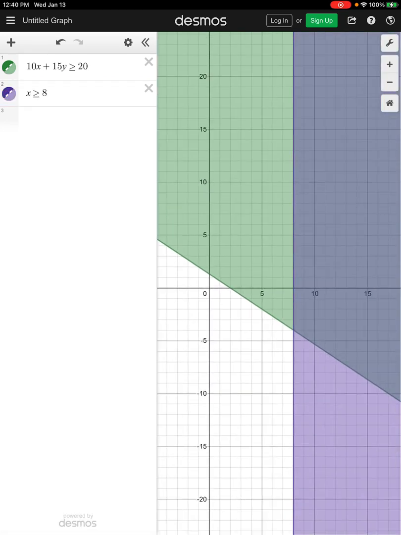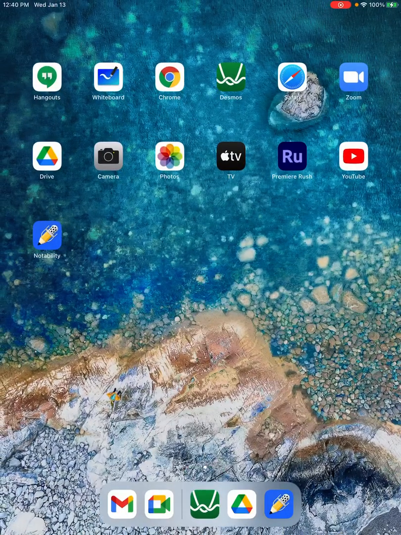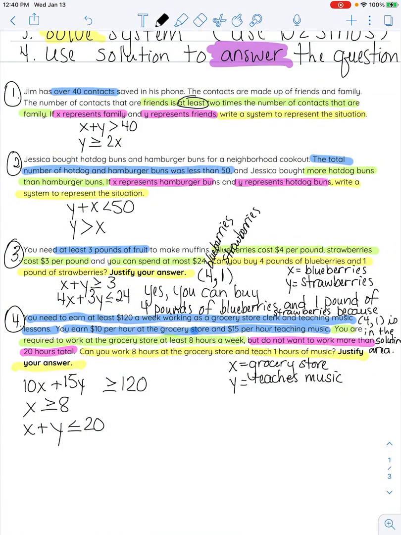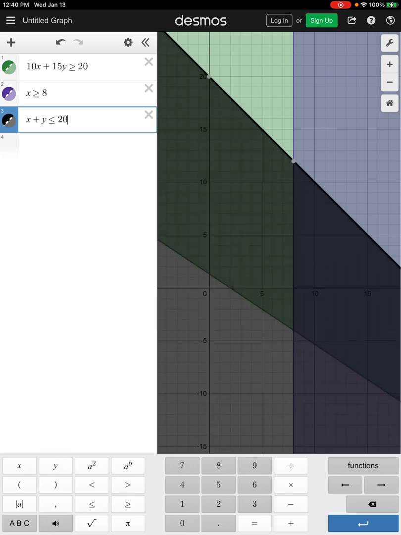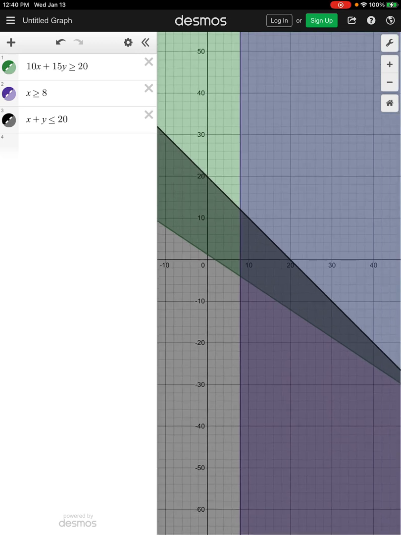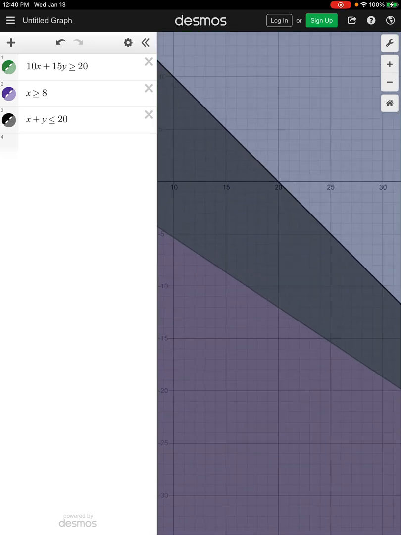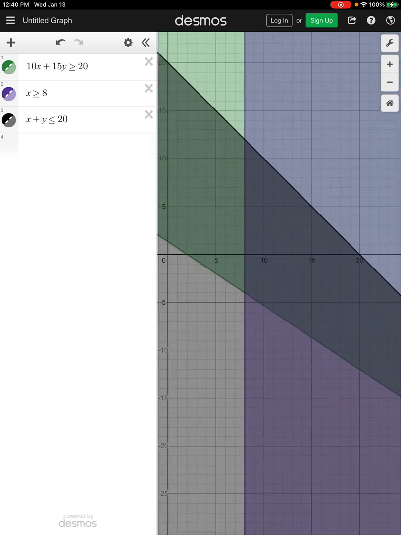So there's my second shaded area. The darker area is my solution, but I have another one. I have a third inequality. X plus y is less than or equal to 20. Again, it's okay to have 3 inequalities, but we want to make sure that we understand where all 3 colors meet. That's the solution to my system. And in this case, it looks dark, dark gray.